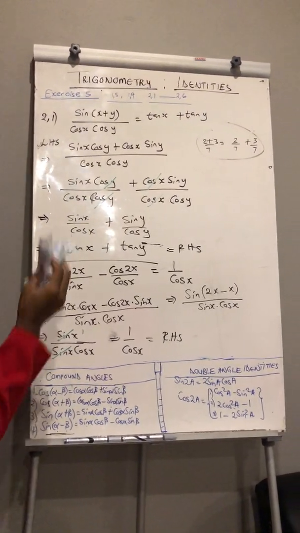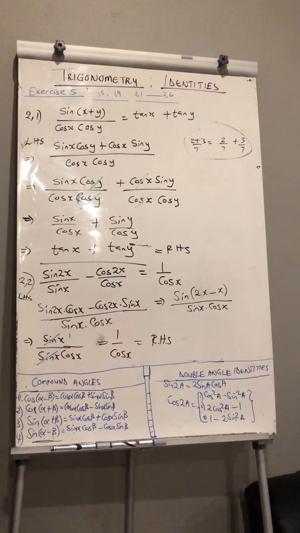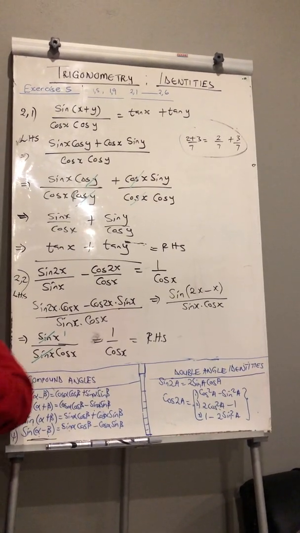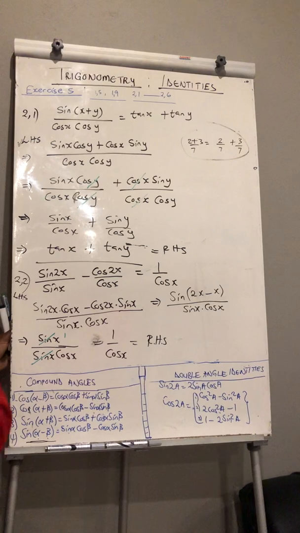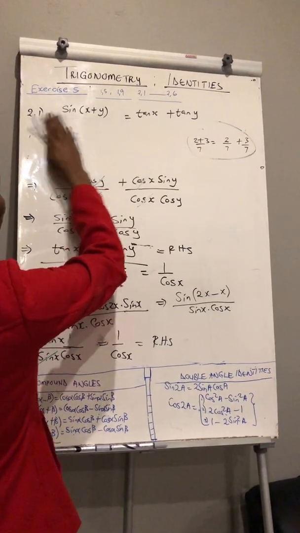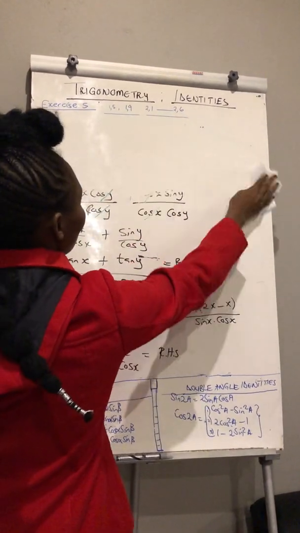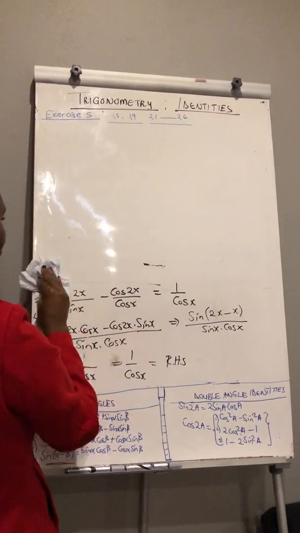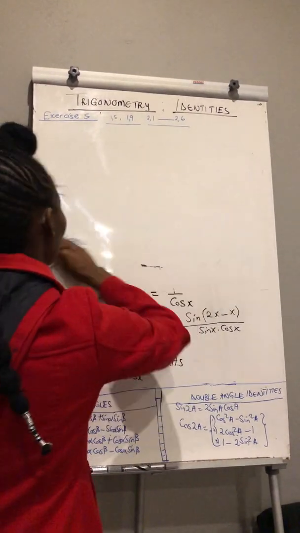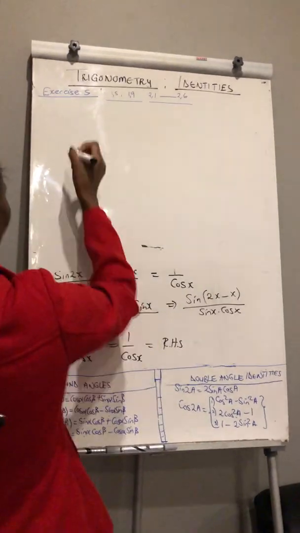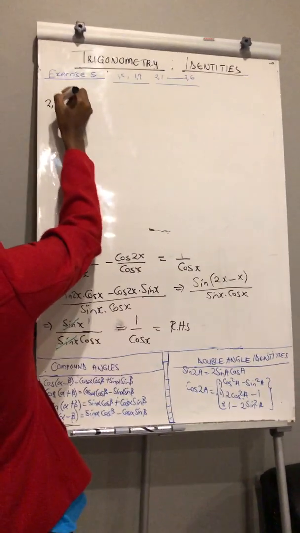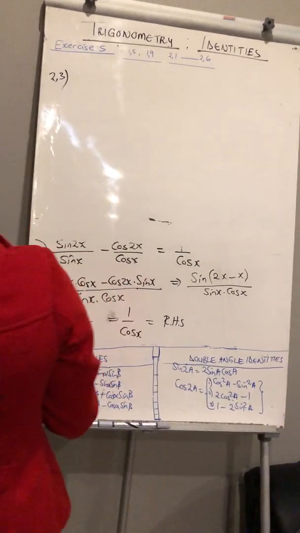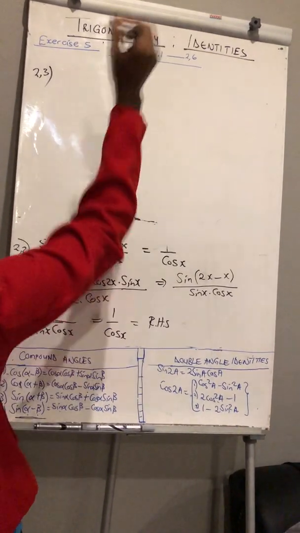Let us go. 2.3 should be simple to do as well. I'm going to erase this part. Try to follow. Right, then we have 2.3. Let's write that one quickly. Let's answer them as fast as possible.